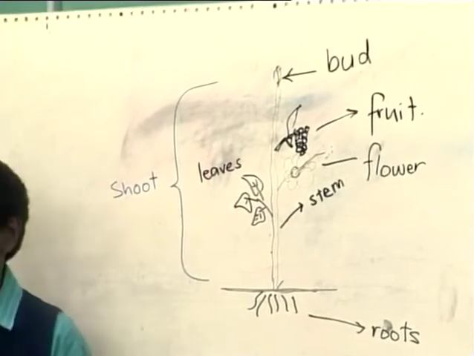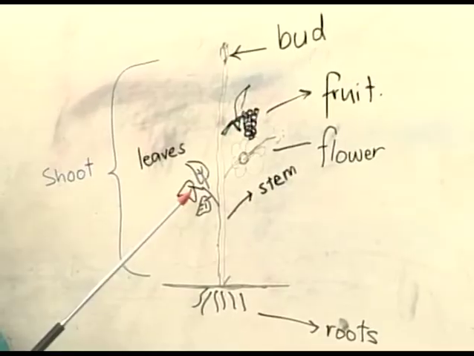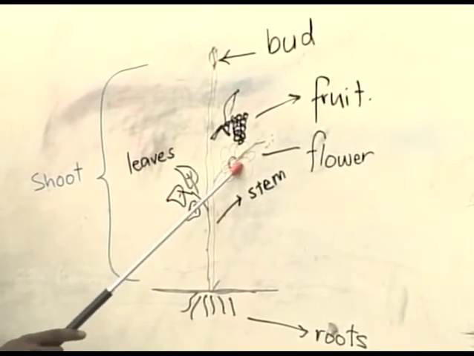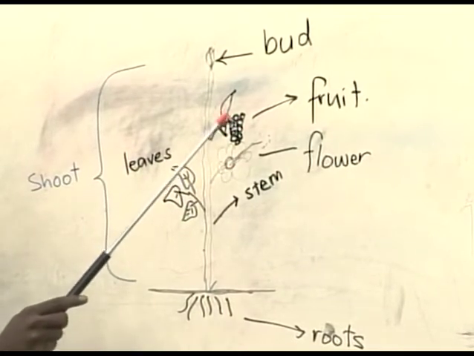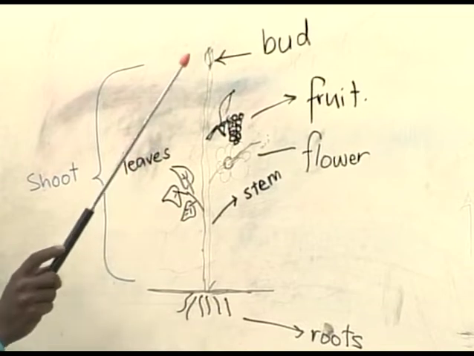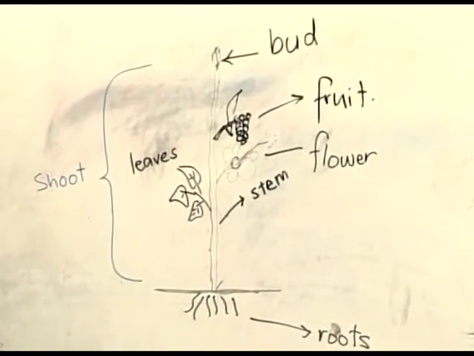Now, what you are going to do, class and receiving students, what is the job of the leaf? What is the job of the flower? What is the job of the fruit? And what is the job of the bud? Or what is the job of the stem? Very good. Okay, so that's what you are going to be doing.